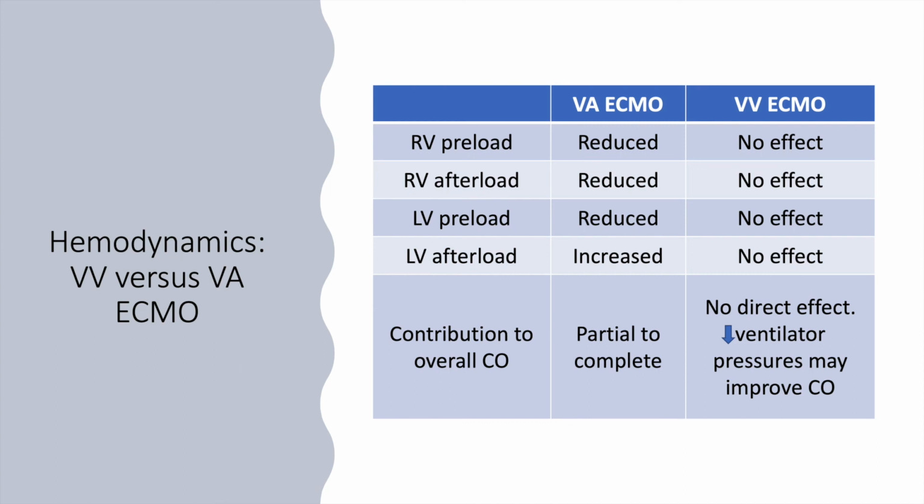On the other hand, VA ECMO leads to reduced RV preload, RV afterload, and LV preload, as a significant proportion of venous return will be sucked out from the right atrium into the ECMO pump. However, as the blood is returned to the arterial side, to the proximal aorta, VA ECMO usually leads to an increase in afterload. VA ECMO contributes to cardiac output and can substitute the heart function from partial to complete.